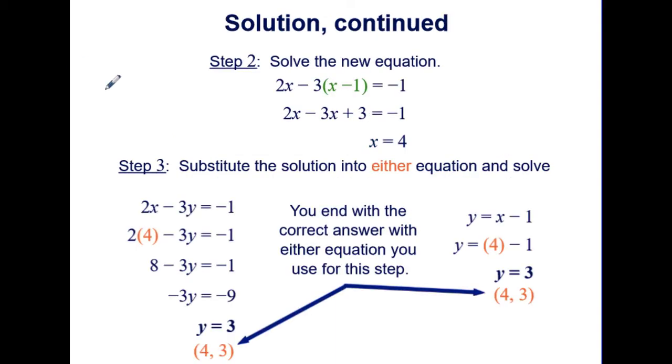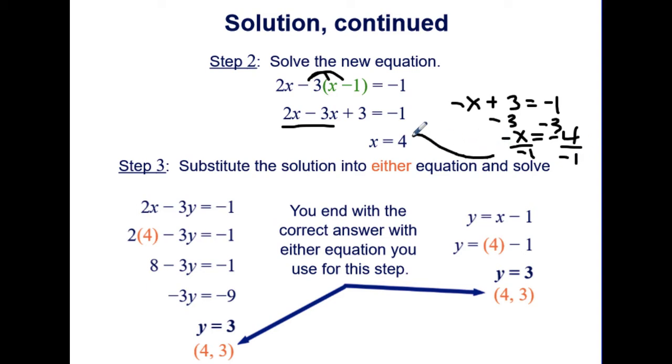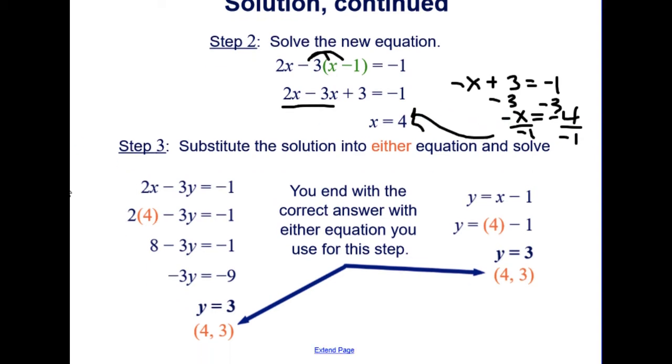So we can now solve the new equation. We'll distribute the negative 3, making 2x minus 3x plus 3 equals negative 1. 2x minus 3x is negative x, plus 3 equals negative 1. Subtract 3 makes negative x equal negative 4, and divide by negative 1 gives x equals 4. Once we have x, we can then substitute the solution into either equation and solve.